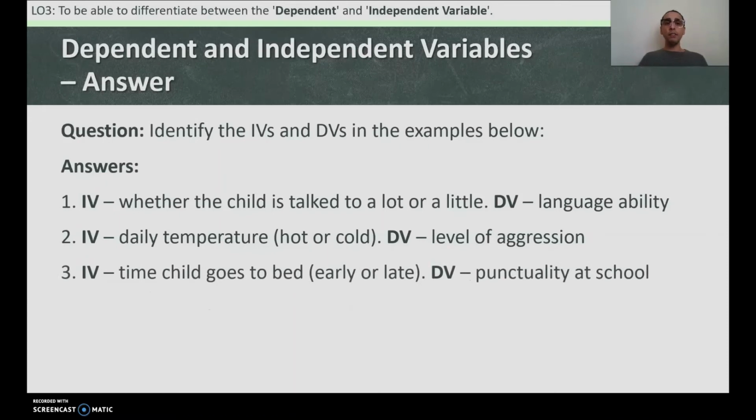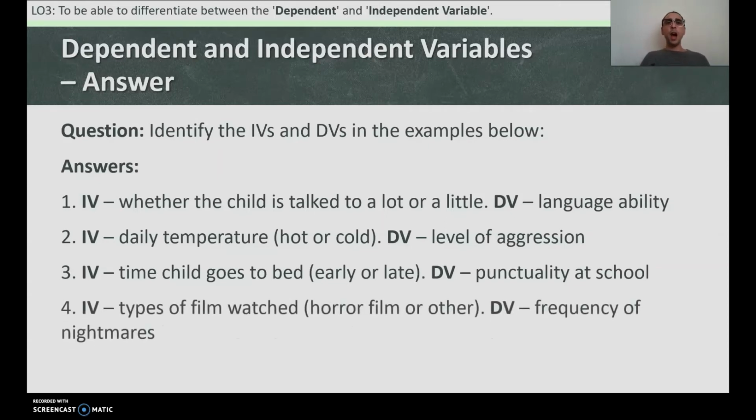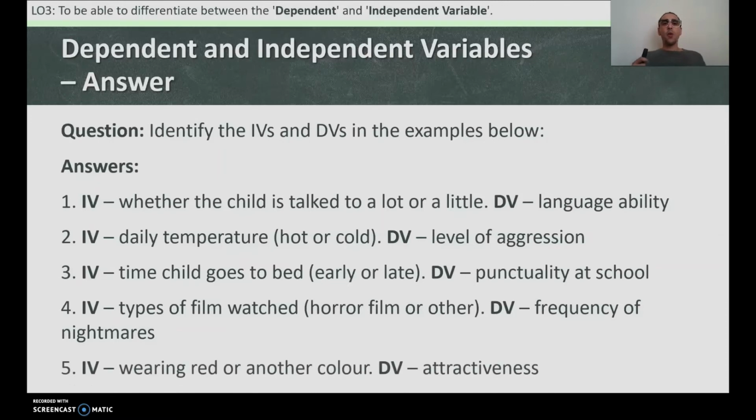Number 3, the IV was the time the child goes to bed, early or late. And the DV was the punctuality, whether they were on time or late to school. Number 4, the IV was the type of film they watch. You're going to choose which film I'm going to show the participants. Is it going to be a horror film? Is it going to be a romantic film? Whatever. And the dependent variable is how frequently they have nightmares, or how many nightmares, or how long the nightmares are. And number 5, whether wearing red or another color might be more or less attractive. So the attractiveness is the dependent variable.